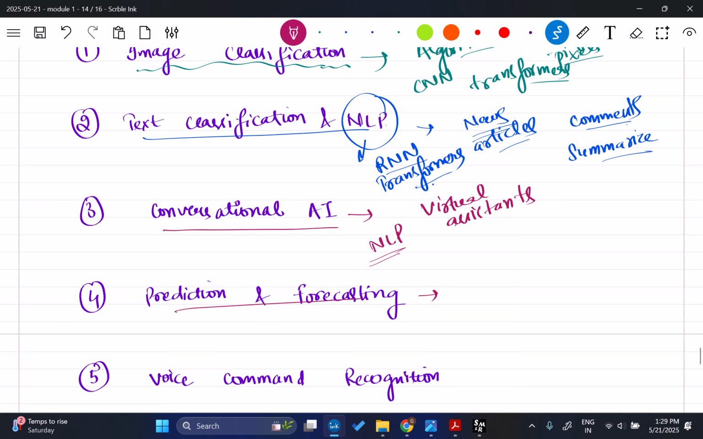Next application area is prediction and forecasting. So let's suppose you want to predict the next quarter's revenue. If you want to predict some kind of revenue, some kind of stock prices, weather forecasting, all those comes under prediction and forecasting. And the models which are used in this category is regression based models, like linear, polynomial, support vector machines. We will be covering all of them one by one, random forest, neural networks. So all those comes under this application area.